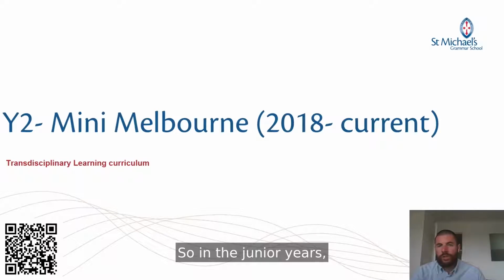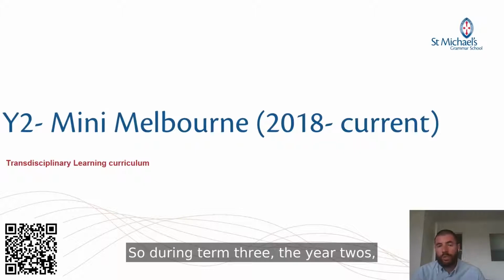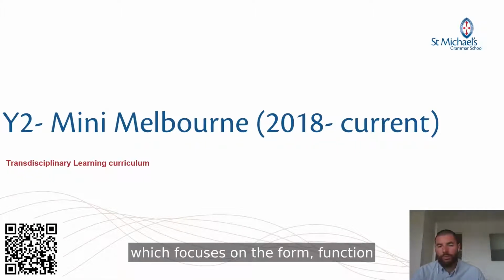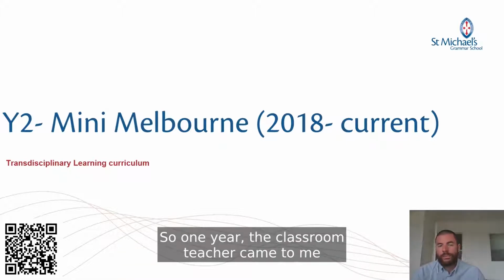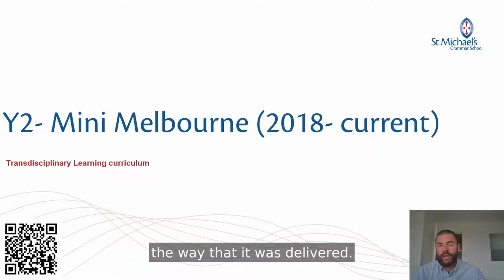In the junior years, we run TL units, which normally run for 6 weeks. During term 3, the year 2s were doing this unit called Mini Melbourne, which focuses on the form, function, and structure of buildings. One year, the classroom teacher came to me and said that they wanted to redesign the way that it was delivered.